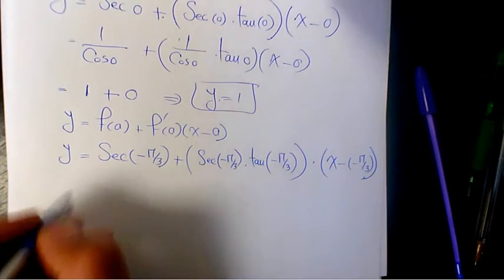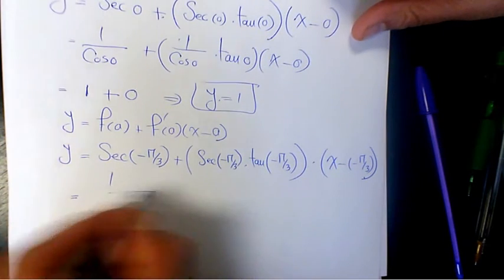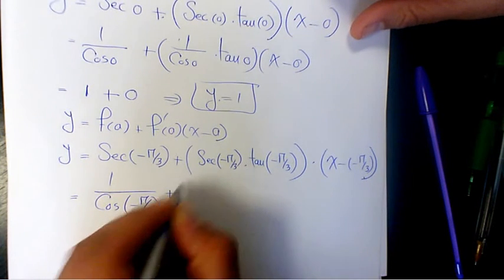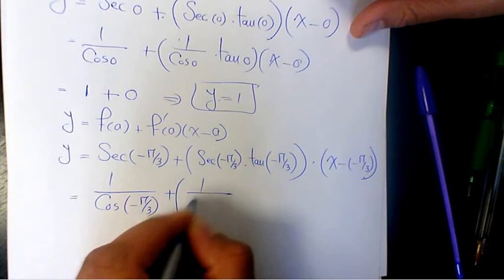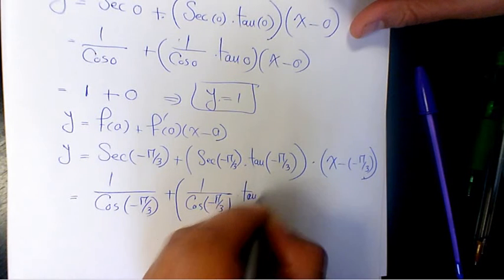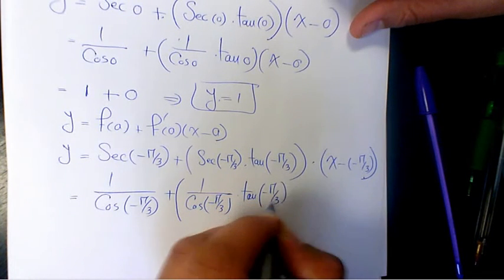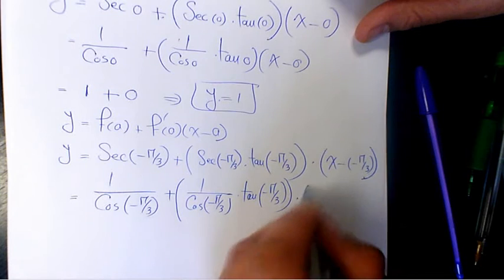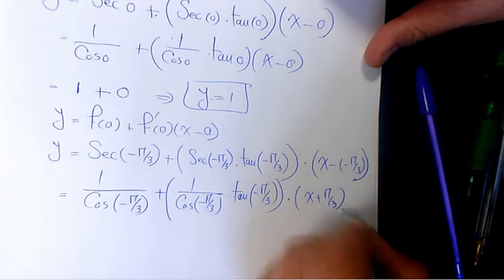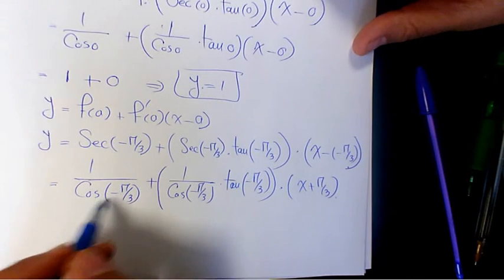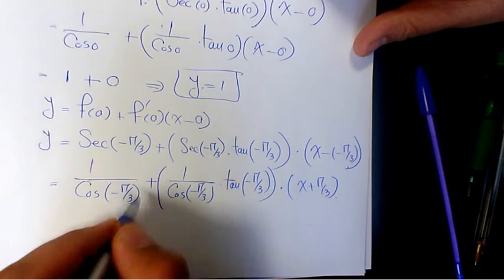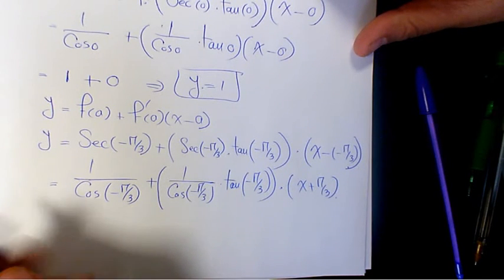So that's going to be 1 over cosine negative pi over 3, plus 1 over cosine negative pi over 3 times tan negative pi over 3 times x minus negative, so plus pi over 3. Now cosine of negative pi over 3 is going to be the same as cosine of positive pi over 3, which will be 1 over 2.